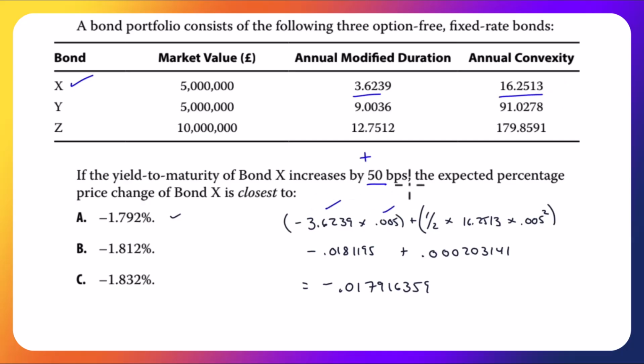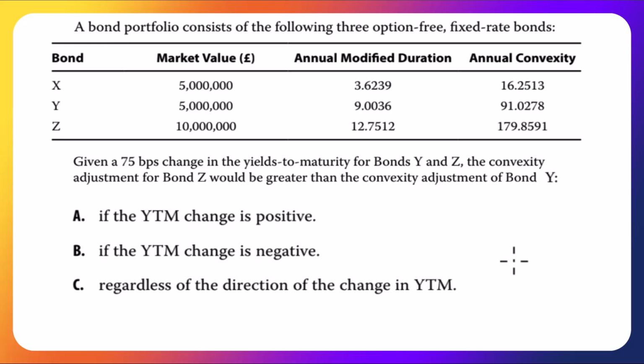Negative modified duration times the change in yield plus 1/2 times the convexity times the change in yield squared. We'll get negative 0.01791. There we are. Given a 75 basis point change in the yields to maturity for bond Y and Z, the convexity adjustment for bond Z, or bond Z, depending on what country you're in, would be greater than the convexity adjustment of bond Y, which is, there's the annualized convexity.